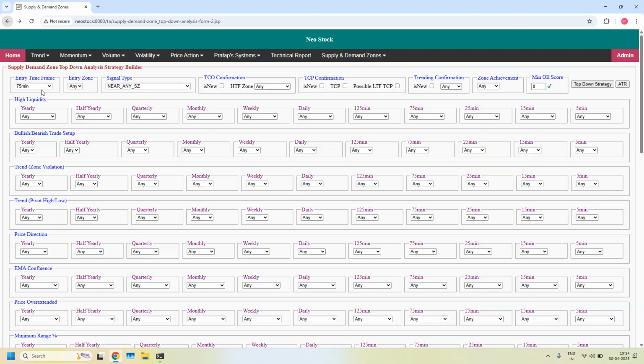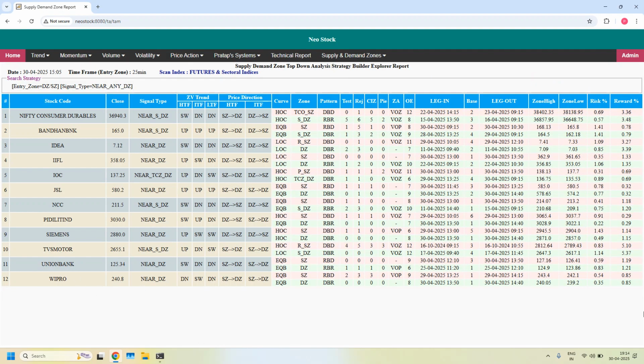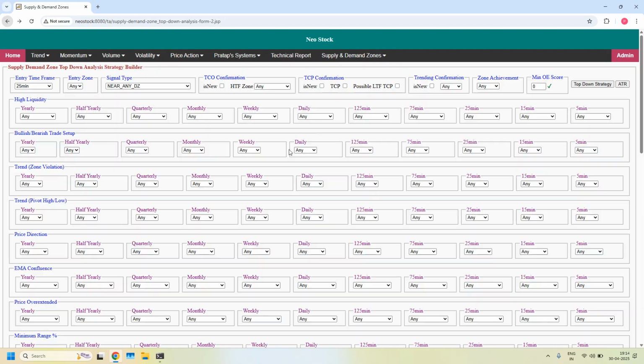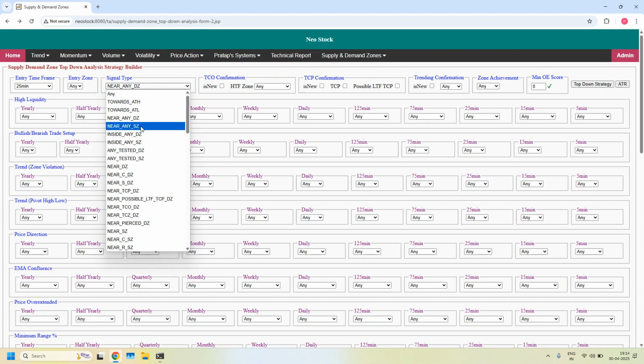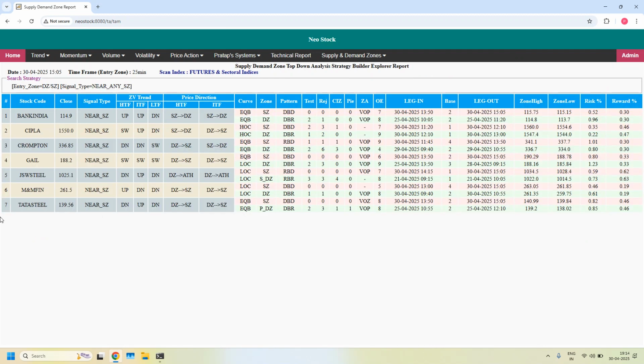Okay, next time frame is 25 minutes. Stocks near to the 25 minutes demand zone. We got 12 stocks. Next, stocks near to the 25 minute supply zone. We got 7 stocks.